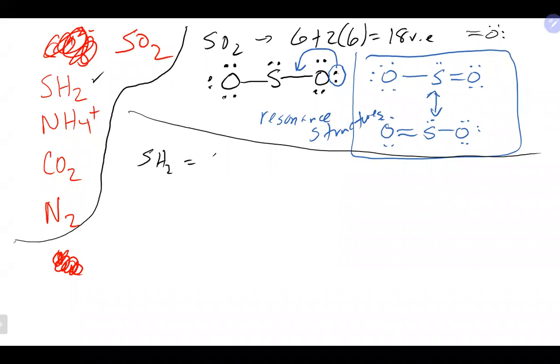SH2, once again, 6 for the sulfur, 2 times 1 for the hydrogens, gives us 8 valence electrons. As we talked about, obviously hydrogen should never be in the middle. So it's going to be sulfur once again here in the middle. We're going to do hydrogens on the outside. We're going to do a single bond to each of the outside atoms. That's going to give us 2 and 4 electrons, leaving us 4 to go.